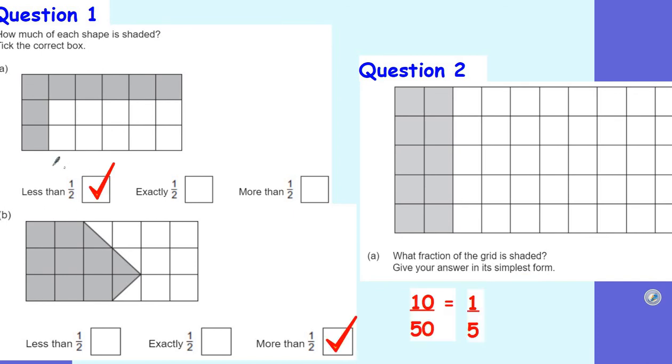Okay, the answers I was looking for. This one I've shaded 1, 2, 3, 4, 5, 6, 7, 8 out of 18, so that's going to be less than a half. This one is more than a half if I take that and put it together here. If I get rid of that, I've then got a half plus an extra little triangle, so that's going to be more than a half. And the last one is 1/5.